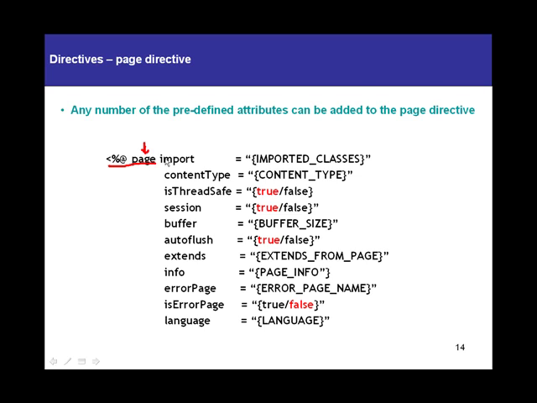These are only a few of the important attributes which you can use in a page directive, and we'll see how it actually affects the JSP after the application of this page directive, right? So the first thing is page import. Whenever you want to import certain classes into your JSP, you use the page directive import, right?